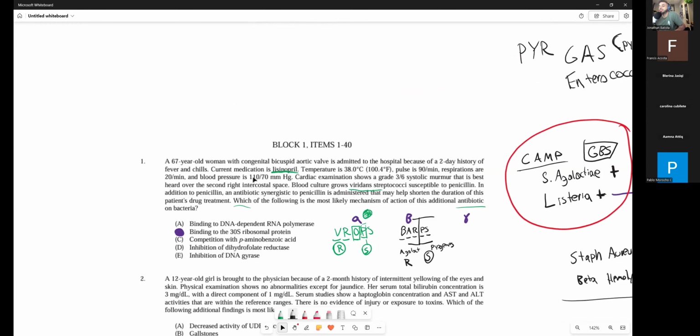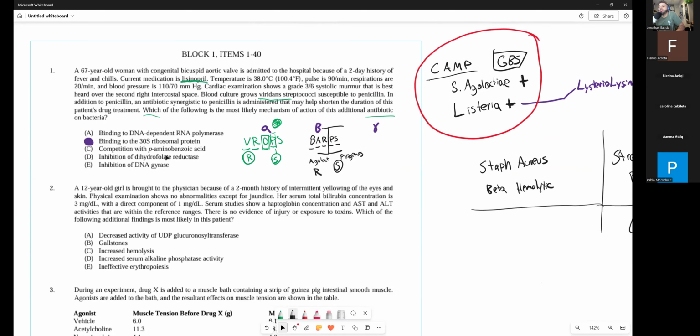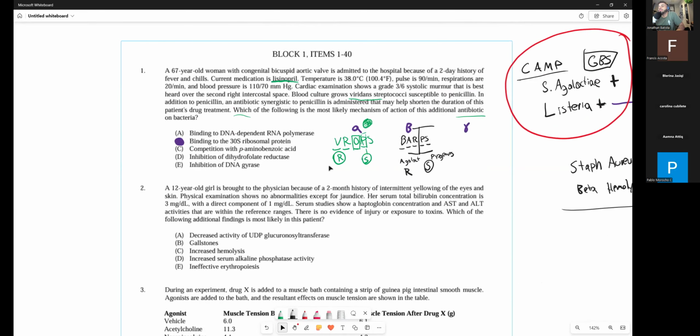But yes, here the answer was B. This is typical. This is the type of treatment that they give in endocarditis. They like to give a beta-lactam drug mixed in with an aminoglycoside. So aminoglycosides, you guys have to remember the mechanism of action. Does this inhibit initiation or does it inhibit elongation? Who remembers?